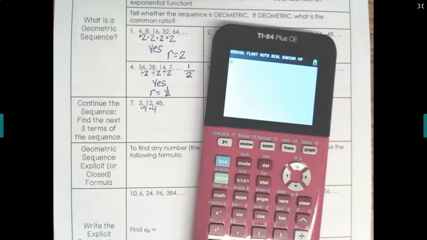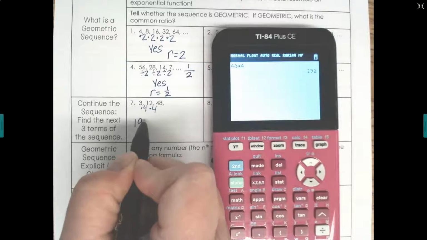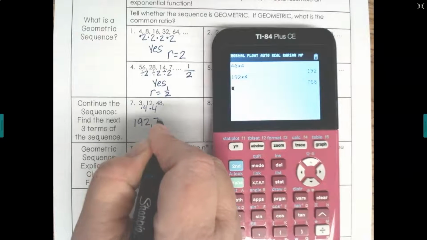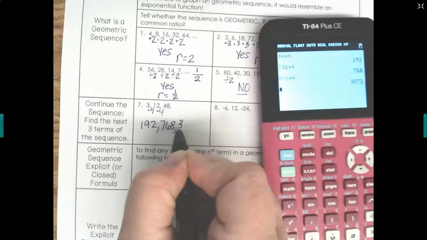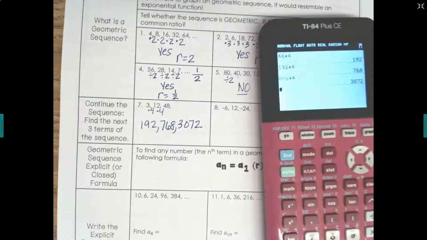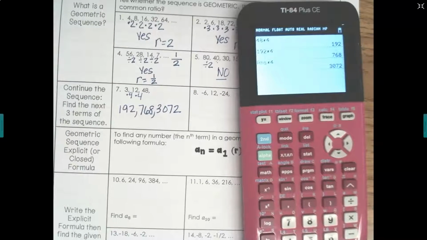So what we want to do is take our calculator. 48 times 4 is 192. 192 times 4 is 768. And 768 times 4 is 3,072. So we just found the next three terms of that sequence by following the common ratio. We can do that for as long as we like.